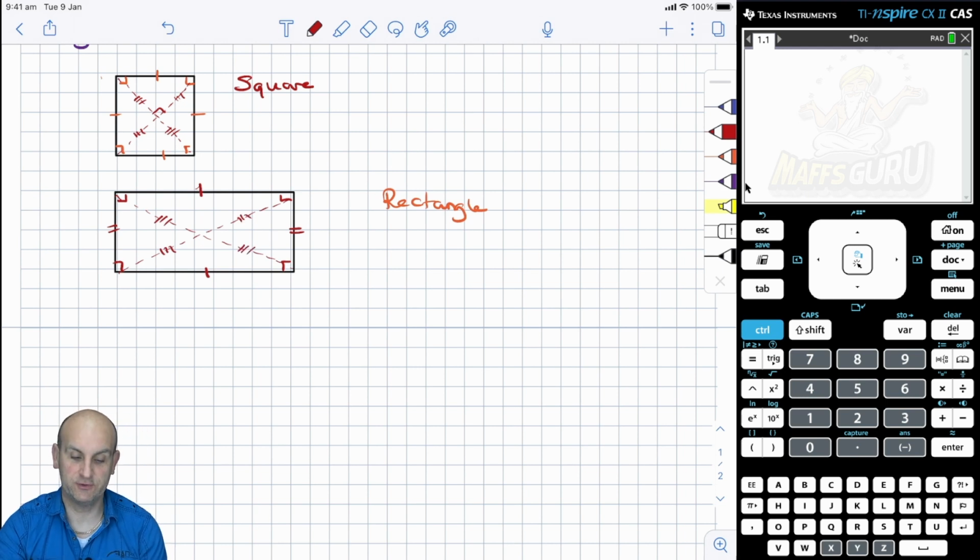But do not get tricked. These, hopefully you can see, do not cross at right angles, right? So they don't cross at right angles. That is a little bit of a trick.